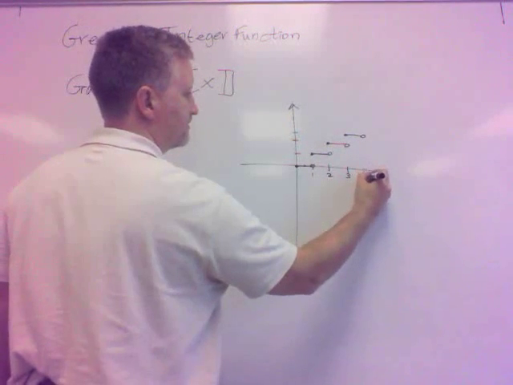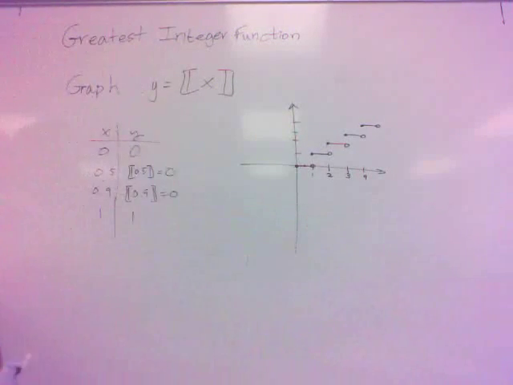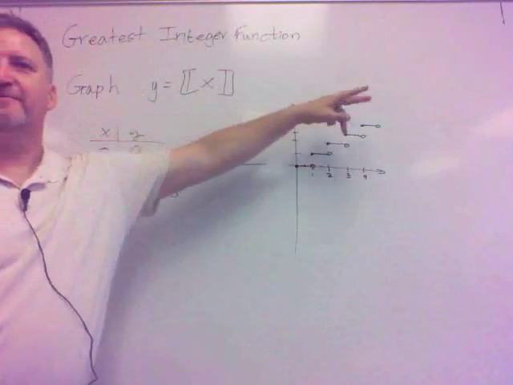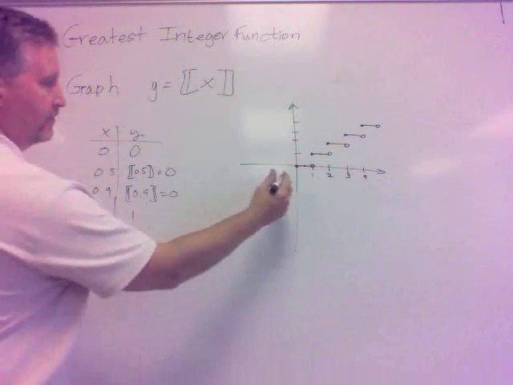And then at 4, it jumps to 4. With me on that? So you get these nice little stair steps, sometimes referred to, I guess, as the stair step function. One of them. There's others, but this is one of them. Now, what happens back here? Well, that's what we were talking about.